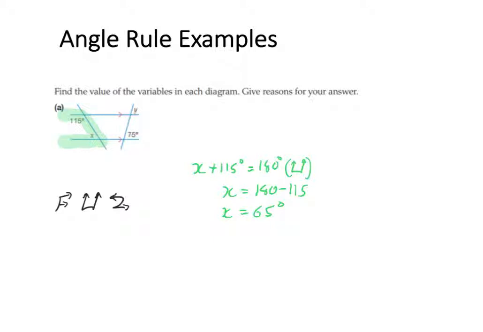Now I need to have a look at the value of Y. And I can do that by forming a letter F, albeit the upside down F. So I can use my corresponding angle rule to know that this angle and this angle are going to equal each other. So I can say that Y is equal to 75 degrees using my corresponding angle rule.